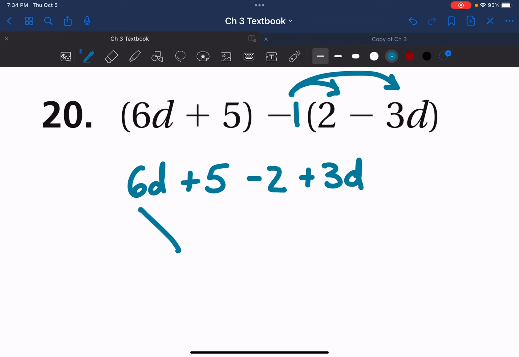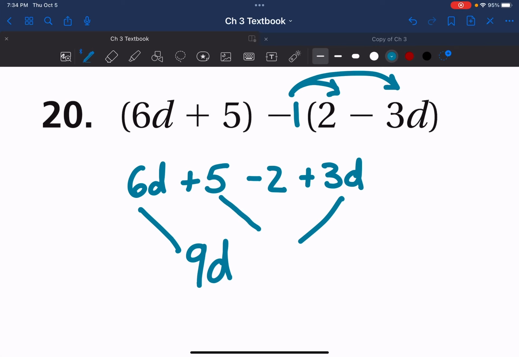We got 6d and 3d. Signs are the same, so we just add. 6, 7, 8, 9. That makes 9. Whoops, that's not a 9. 9d. We don't have to worry about negative signs. So now let's go look at our next one.